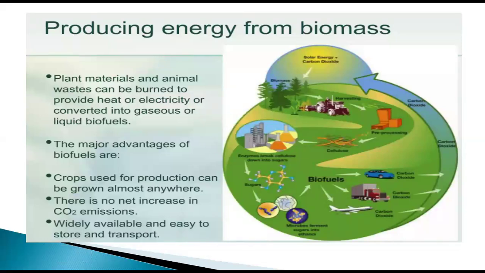Then, producing energy from biomass. This is one of the renewable sources. Plant materials and animal wastes can be burned to provide heat or electricity, or converted into gaseous or liquid biofuels. This is called producing energy from biomass. It has several advantages. What are the advantages? Crops used for production can be grown almost anywhere. There is no net increase in CO2 emissions, and it is widely available and easy to store and transport. This is the advantage of biomass.